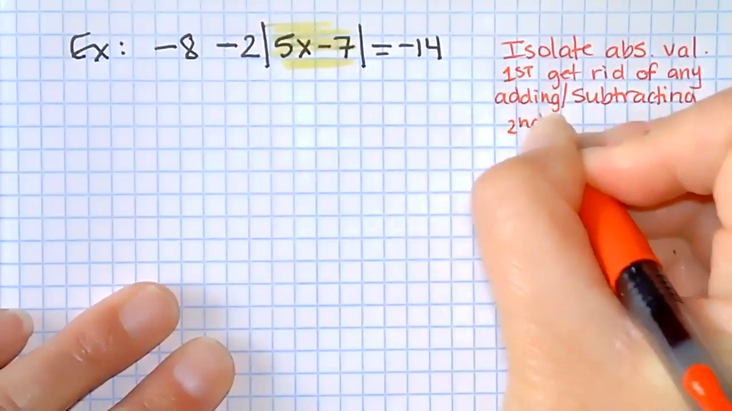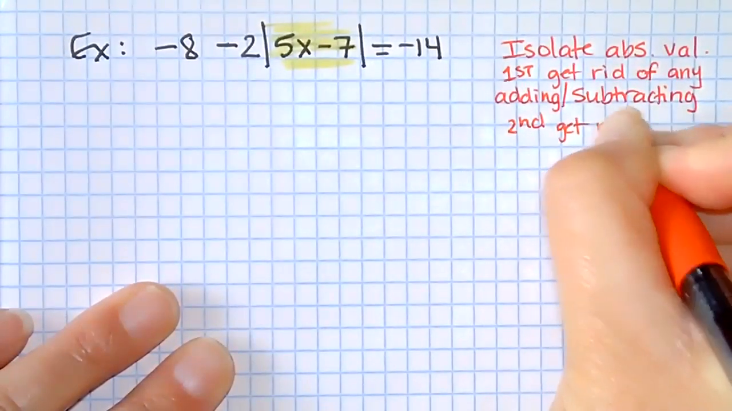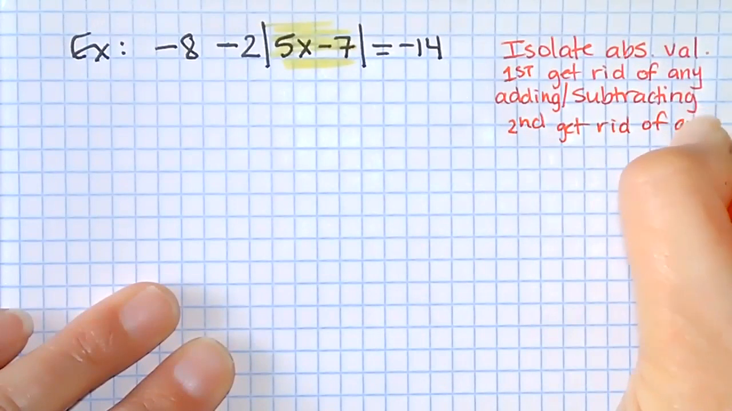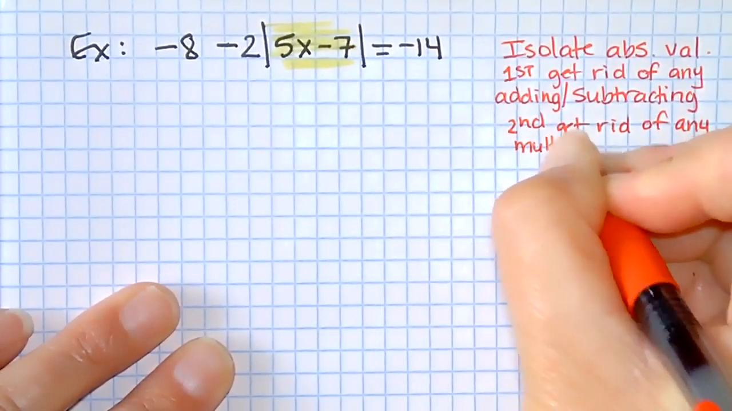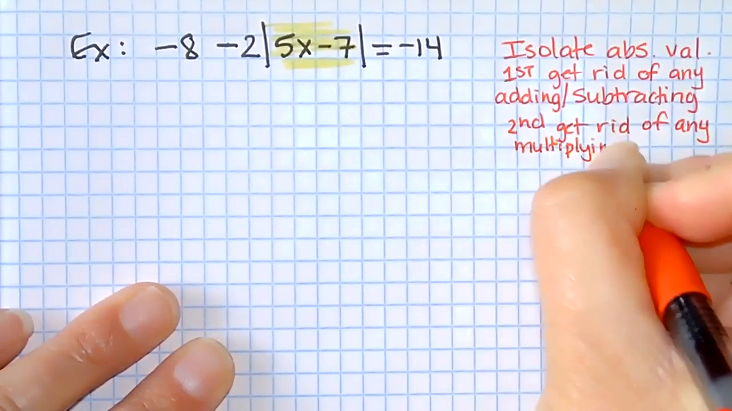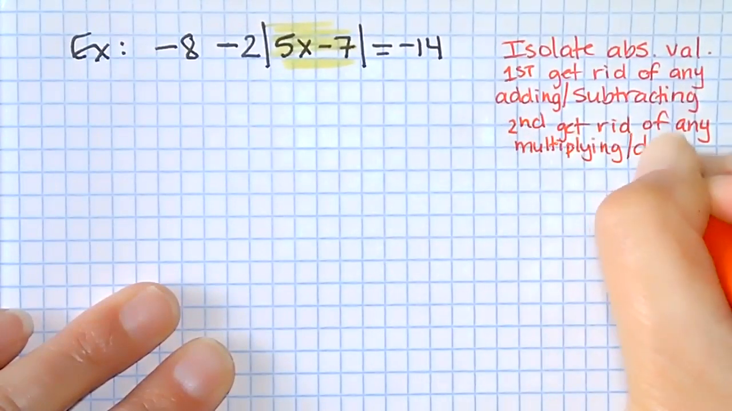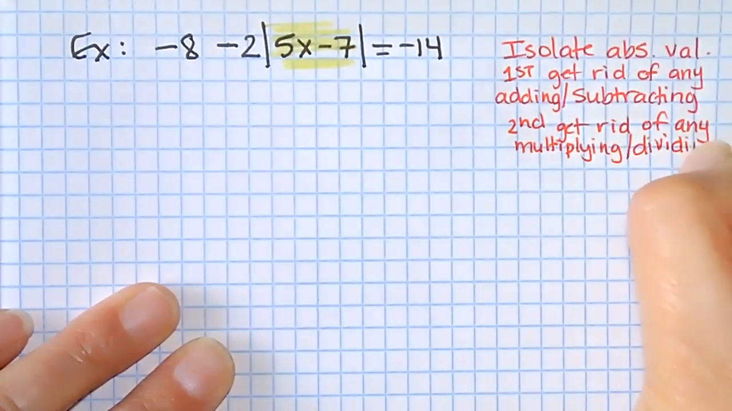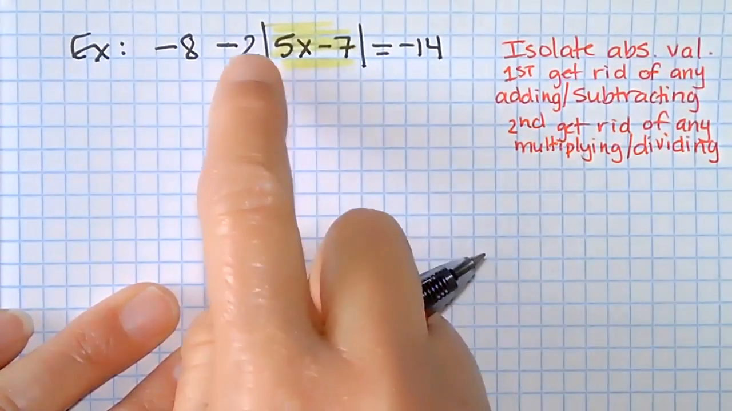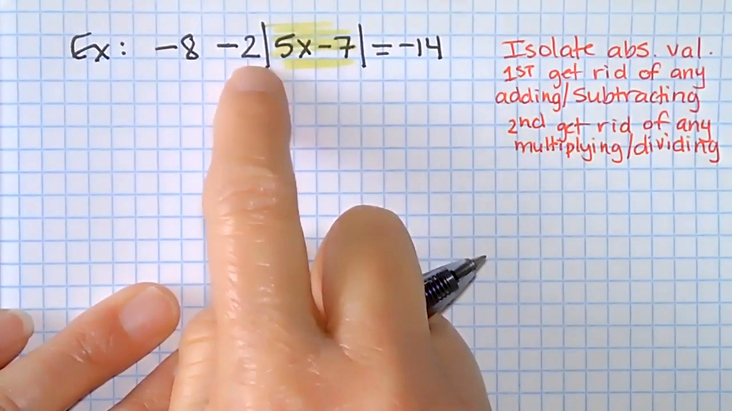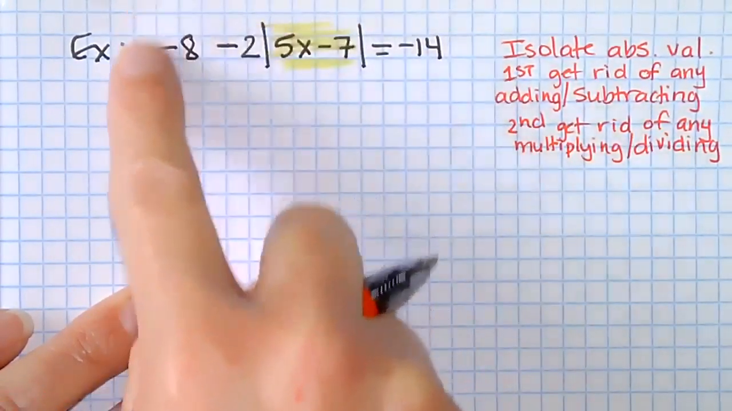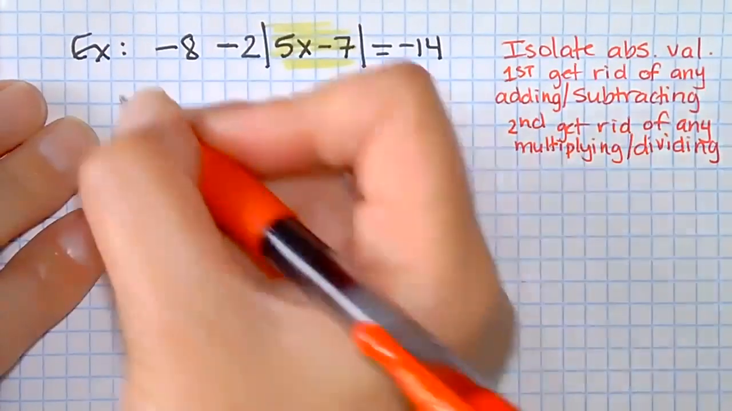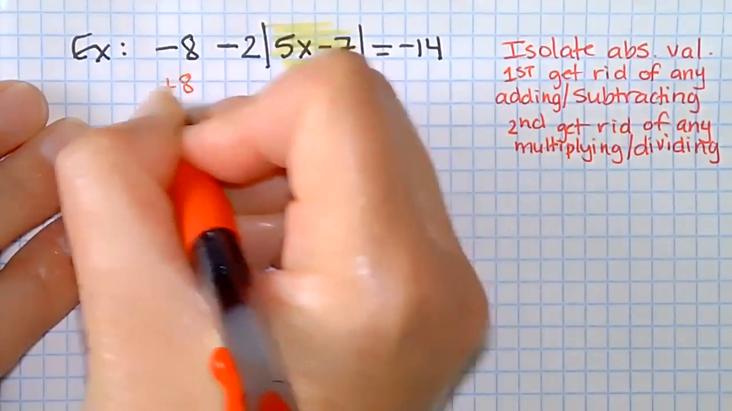My second is to get rid of any multiplying or dividing. That would be talking about getting rid of this -2 that's multiplying. Okay, so first I need to isolate this. And again, the first thing I'm going to do is add 8.